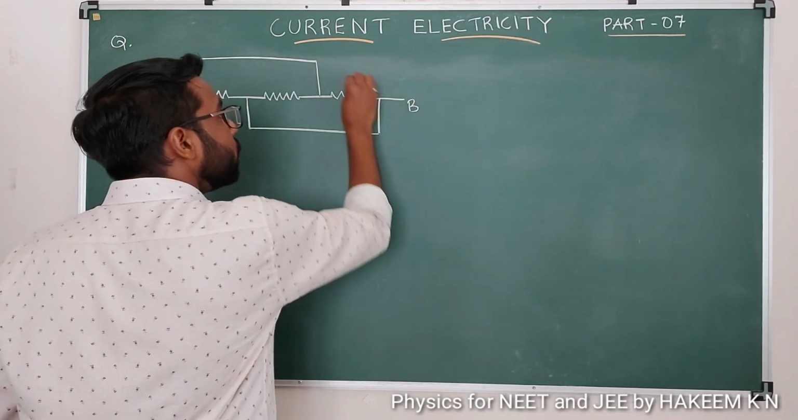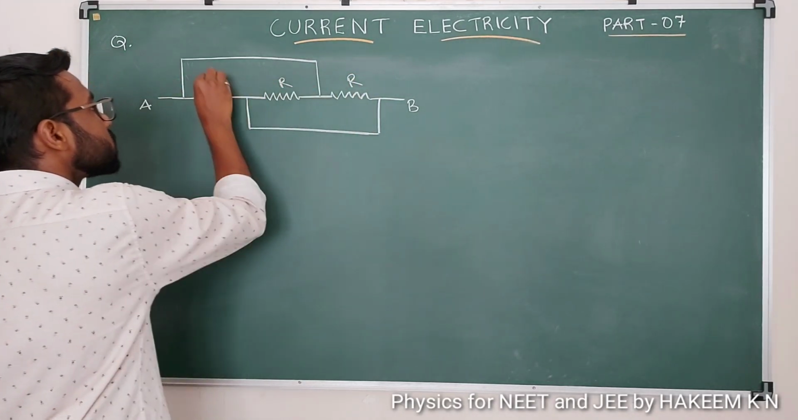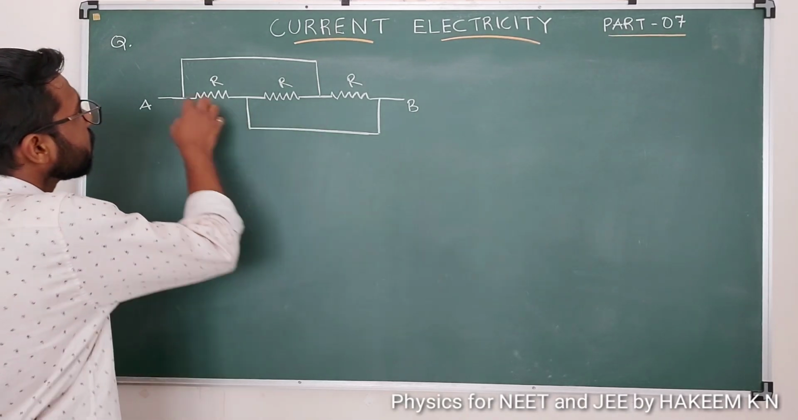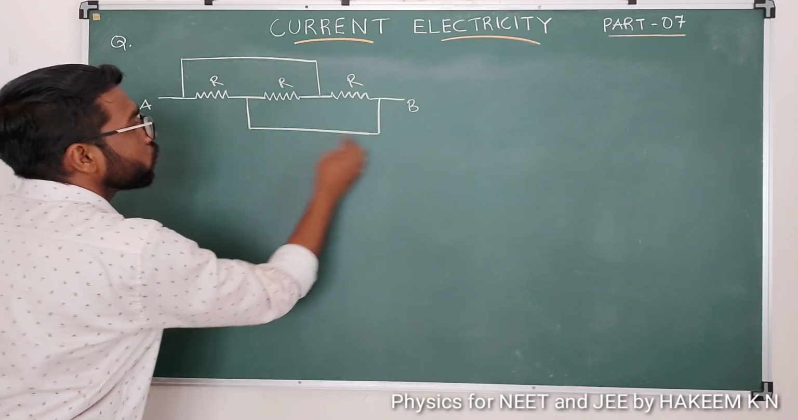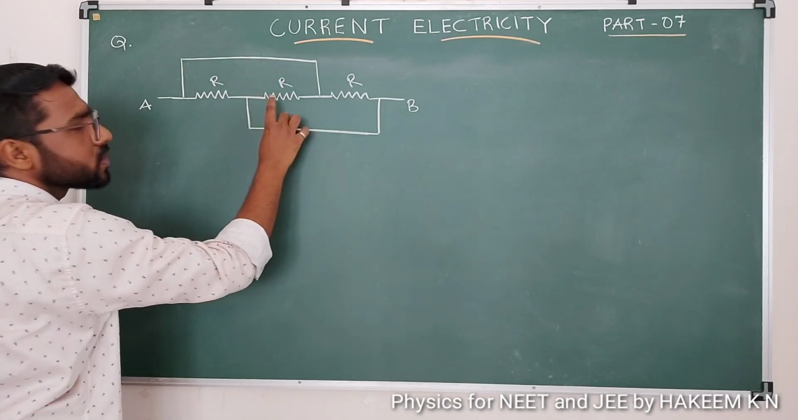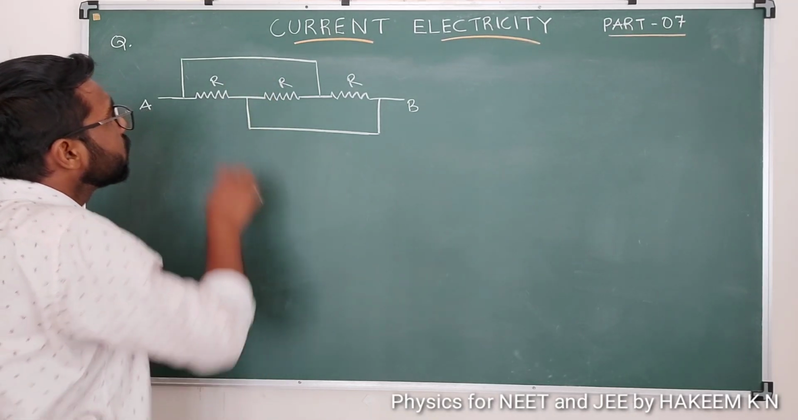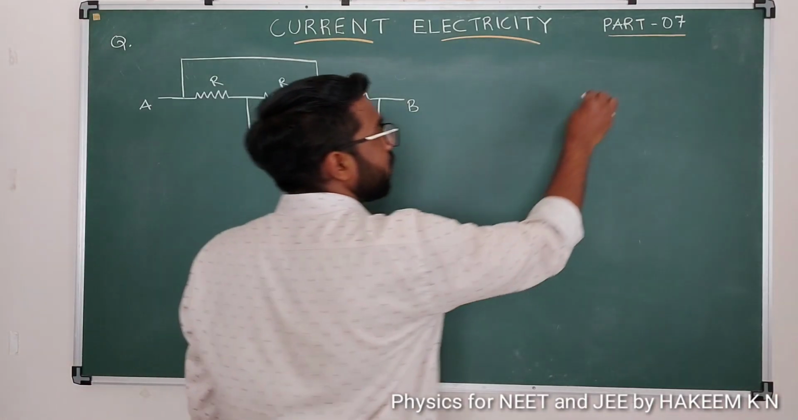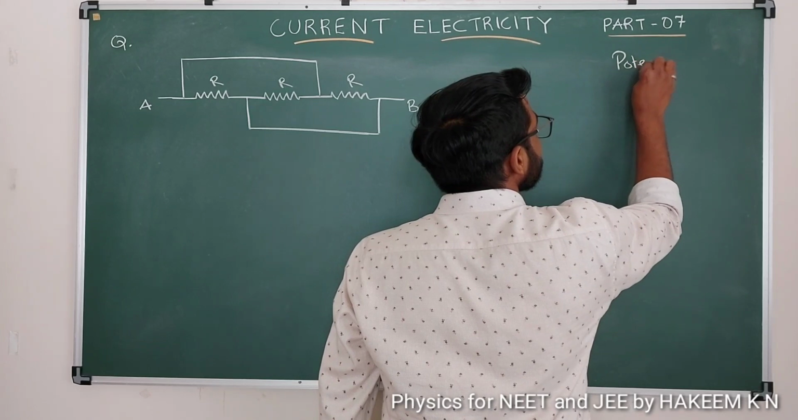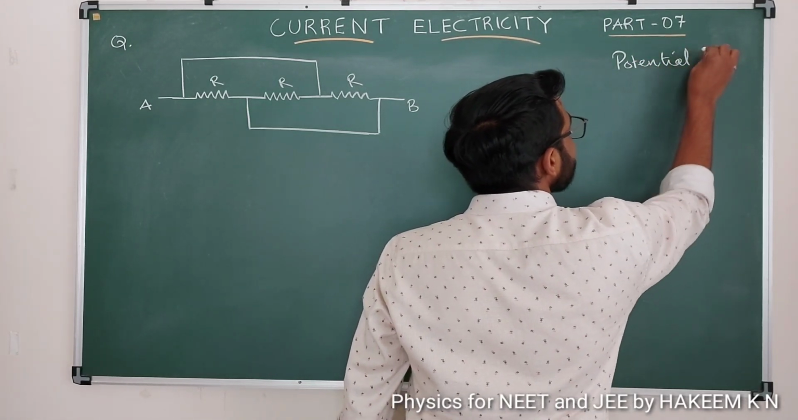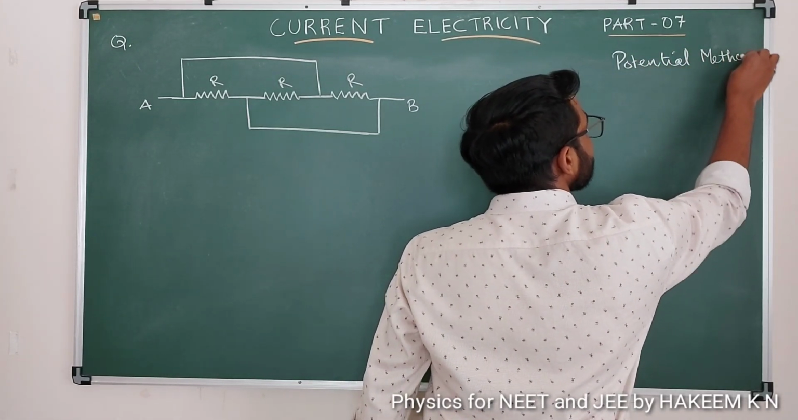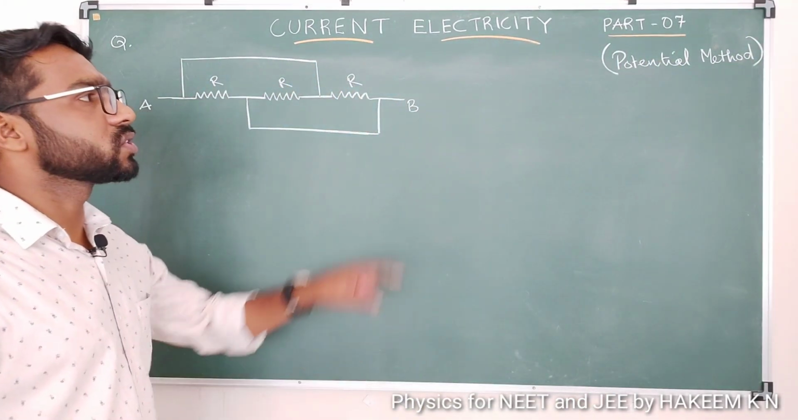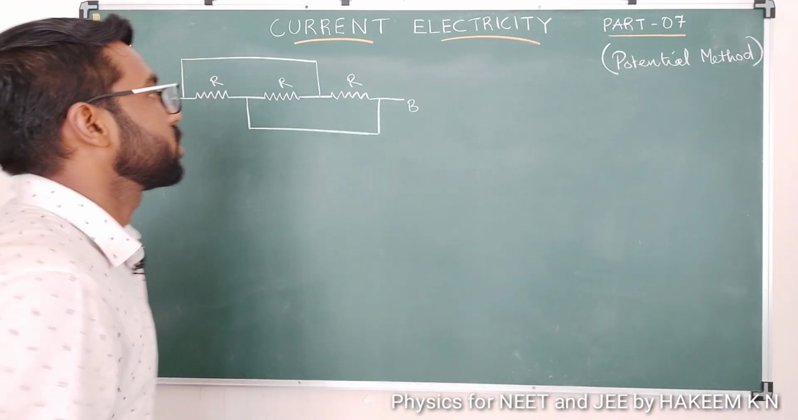A, B, all resistors are identical, and here you can see two wires connected without resistance. To do these type of problems, we will take potential method. This method of solving resistance connection is called potential method.